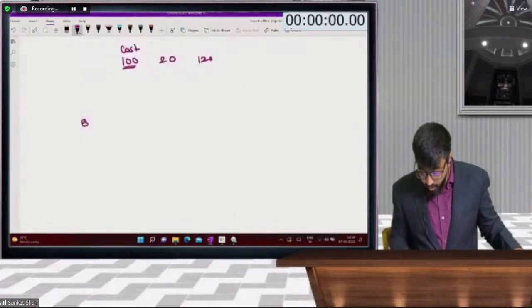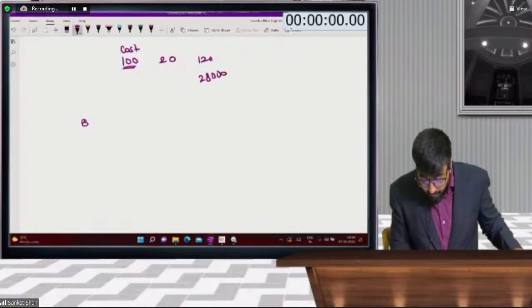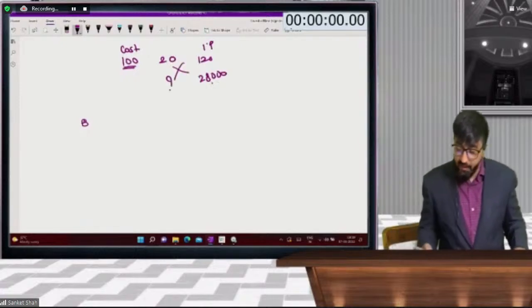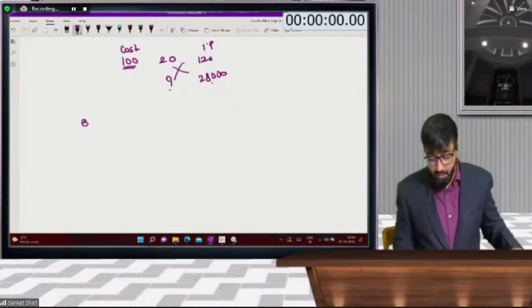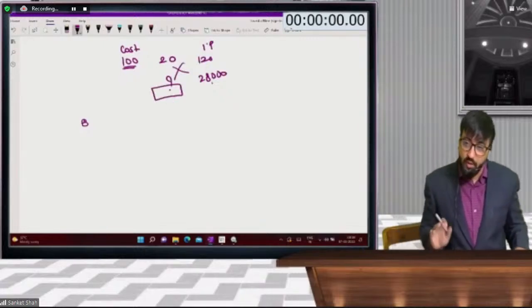So 28,000 is invoice price. So below invoice price 120, you will write 28,000. So beta, Mohit bhai, 28,000 into 20 upon 120, this will give you the loading. It's only a cross multiplication.